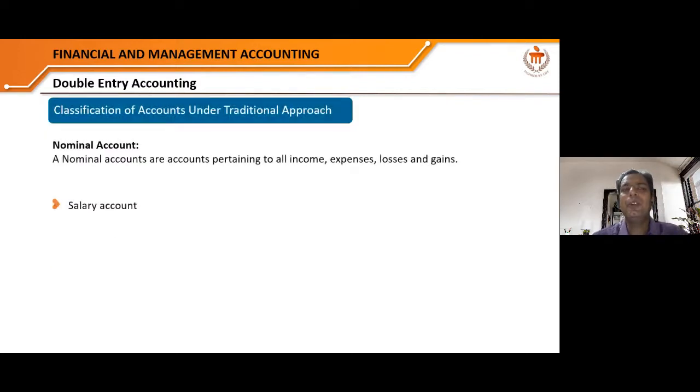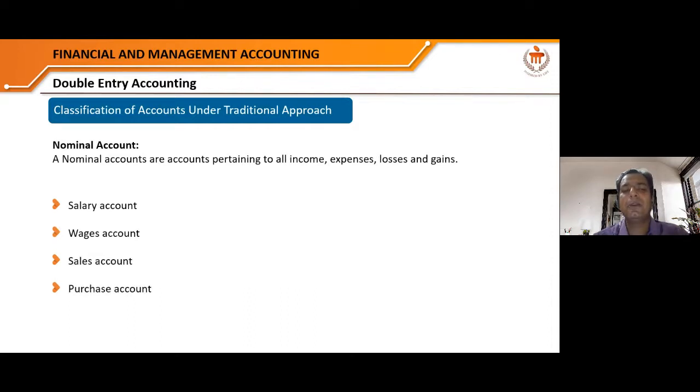Moving further, we talk about nominal accounts. And what are nominal accounts? Nominal accounts are accounts pertaining to all income, expenses, losses, and gains. So all that income you are earning, all expenses you are incurring, losses you are bearing, and gains you are having fall into the category of nominal.